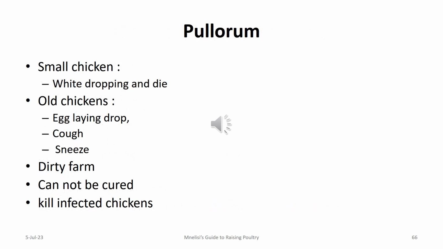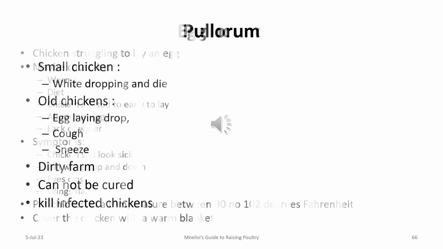Pullorum. This disease is for both chicks and chickens. The symptoms will be as follows for chicks: white droppings and dying. For all chickens, the egg laying will drop, and a chicken will cough and sneeze. This disease is a result of a dirty farm. No medicine for this disease. You will have to kill all the infected chickens.